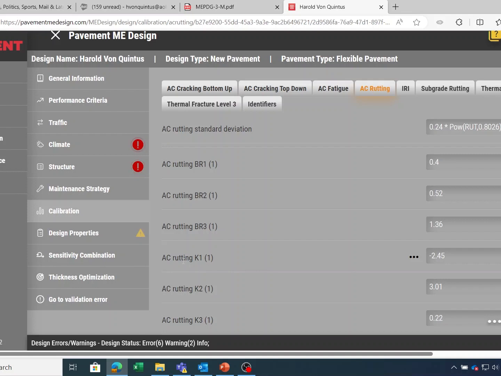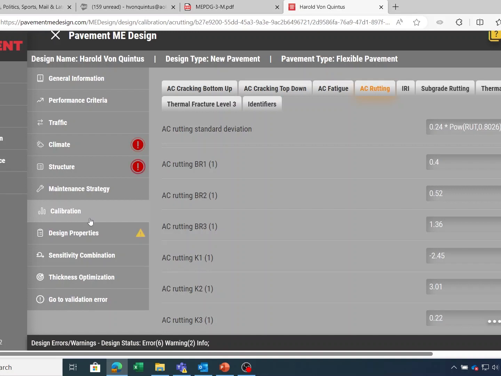the plastic strain or permanent deformation properties of the asphalt layer. We will also define these later in the presentation and how they are determined for a specific asphalt mixture in the laboratory, the K1, K2, and K3.